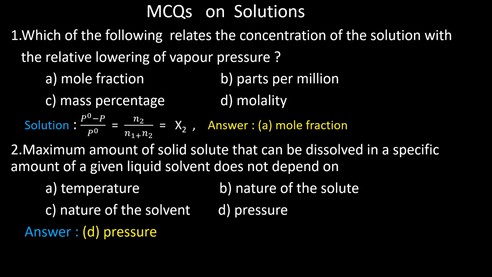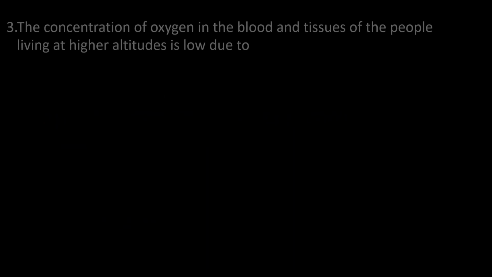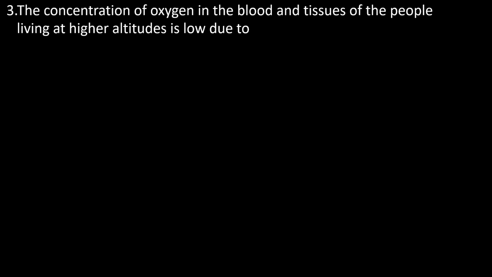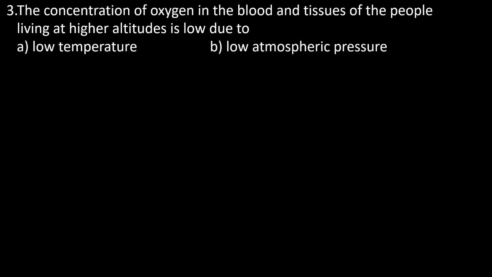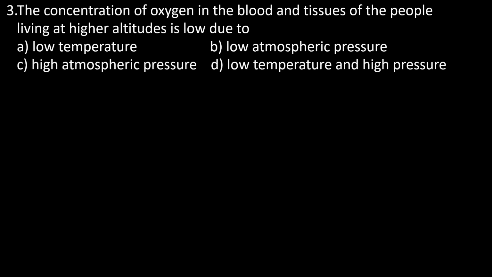Now we shall take question number 3. The concentration of oxygen in the blood and tissues of the people living at higher altitudes is low due to A. Low temperature, B. Low atmospheric pressure, C. High atmospheric pressure, D. Low temperature and high pressure.